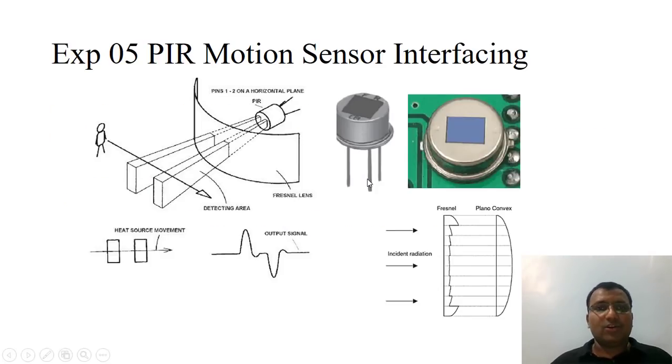Next, we'll see the internal structure of the PIR motion sensor. Basically it has an infrared PIR here. Then it has a Fresnel lens on the top, and the Fresnel lens has directivity, so it radiates like waves in all directions. This is a plano convex lens, the Fresnel lens. This is actually an infrared IC. Whenever there is an object, it reflects the signal back and it's detected.